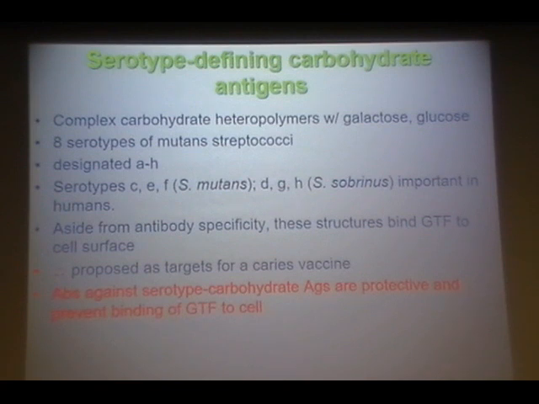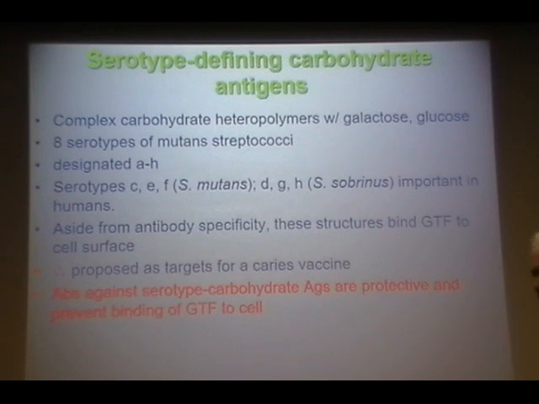I think we're going to finish early. Serotype defining carbohydrate antigens. I told you there are like 8 different serotypes, and serotype C is the one that's most important for caries by strep mutans in the US. And these are the ones for strep sobrinus.